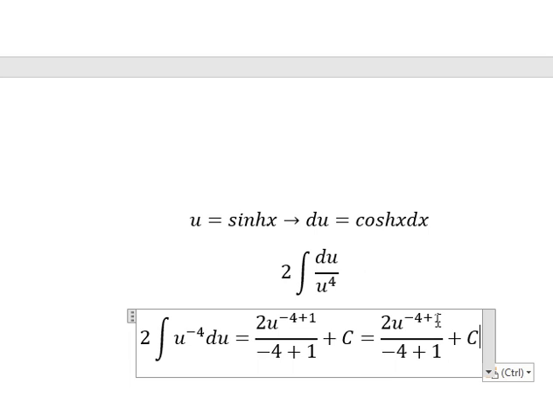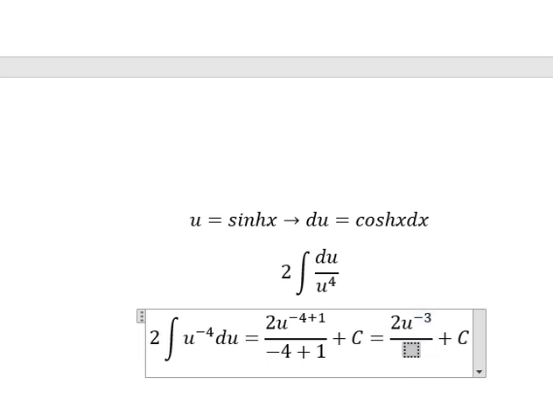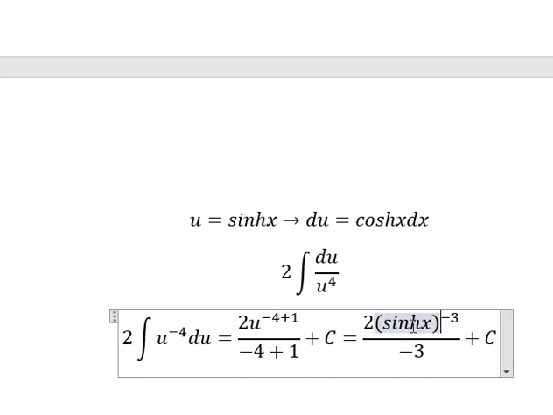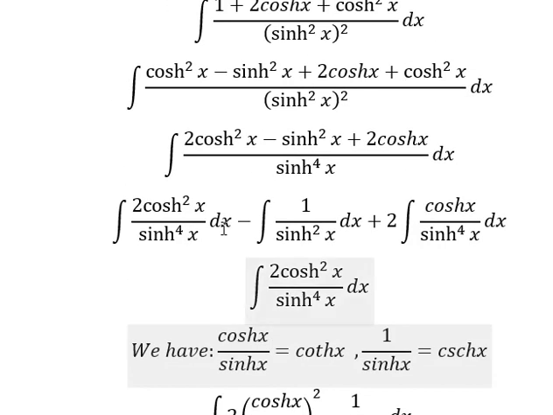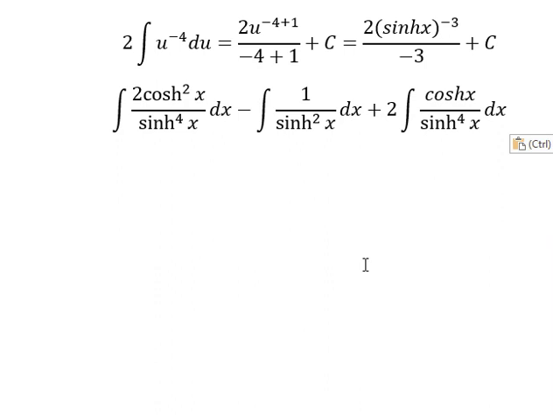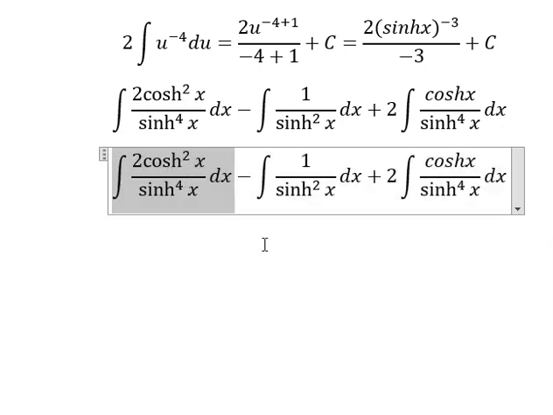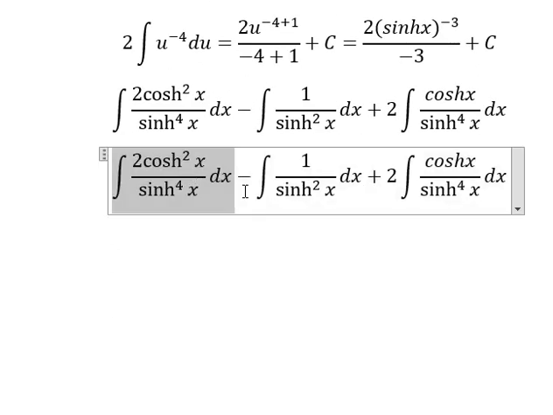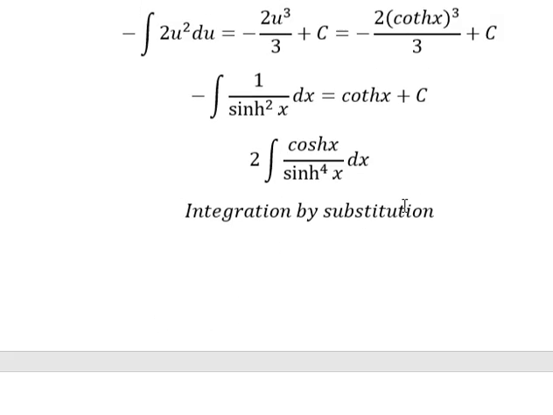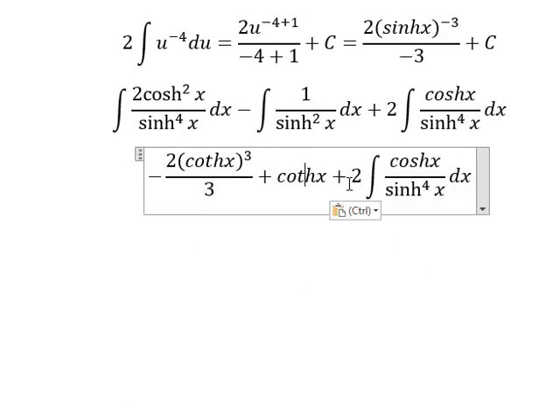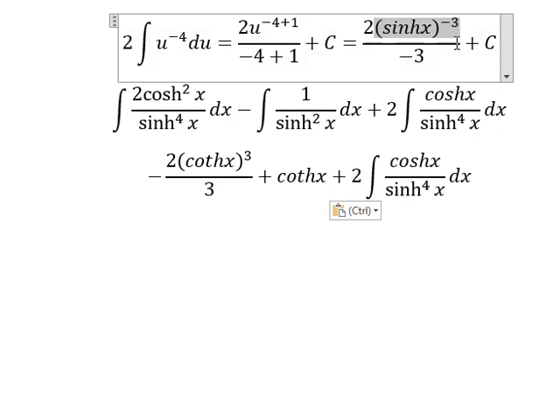So this one, that is about negative number 3. This is about negative number 3. About u, that is about sin s. Now we need to go back in here. So the integration of this one, that is about this one. The integration of this one, that is about this one. And the last one, that is about this one.